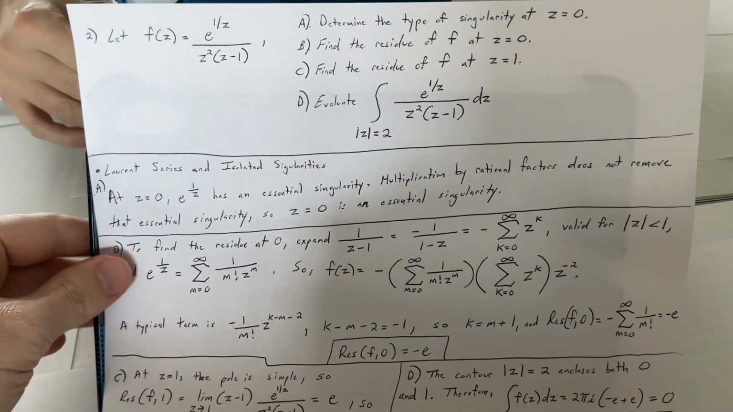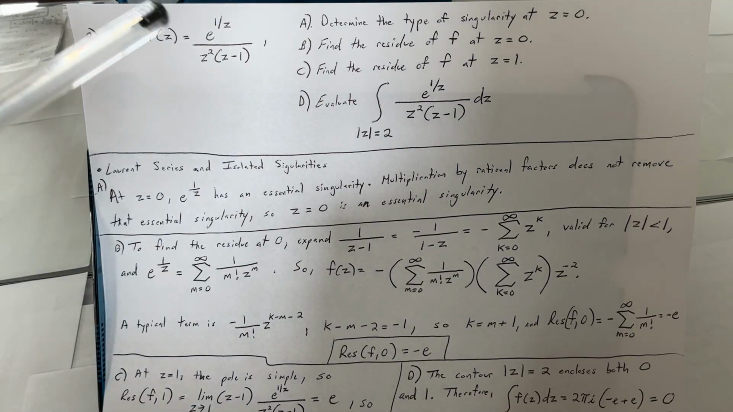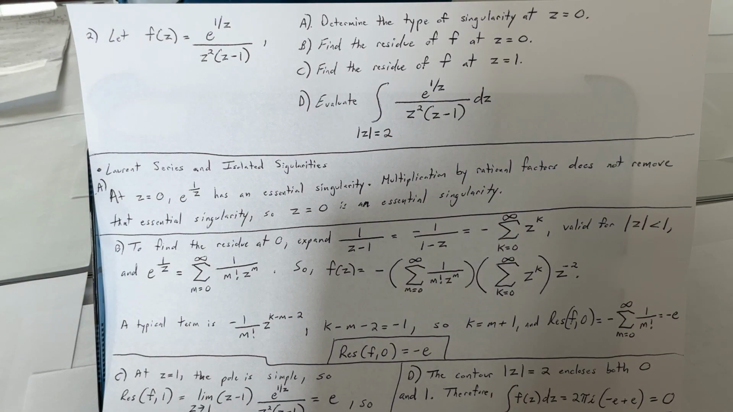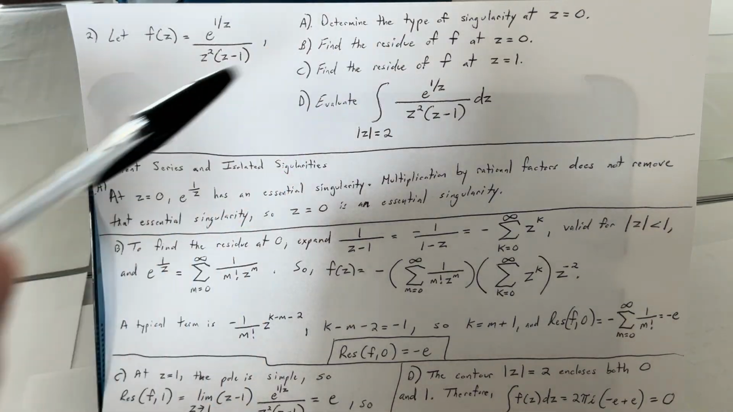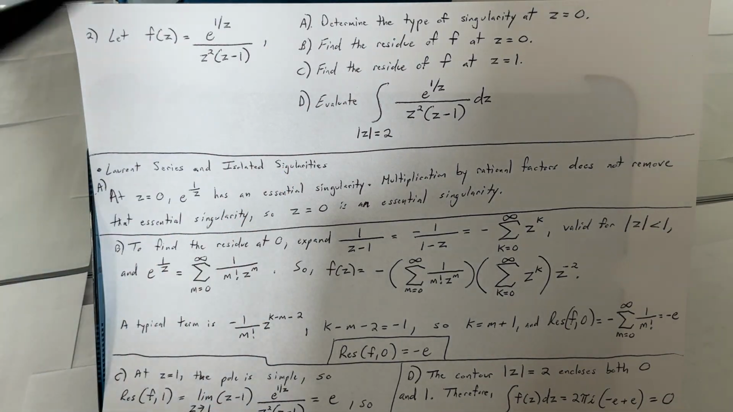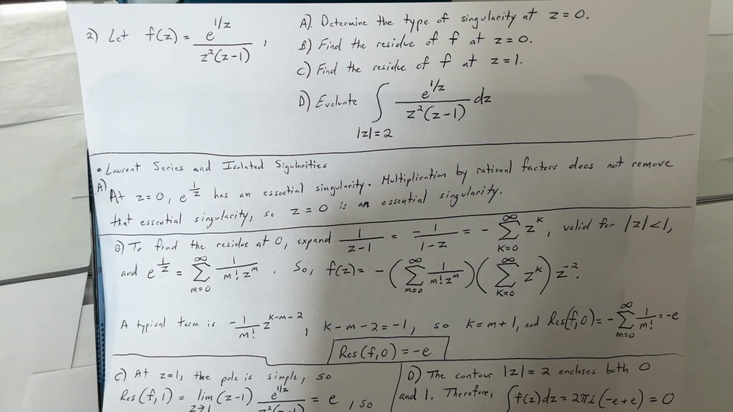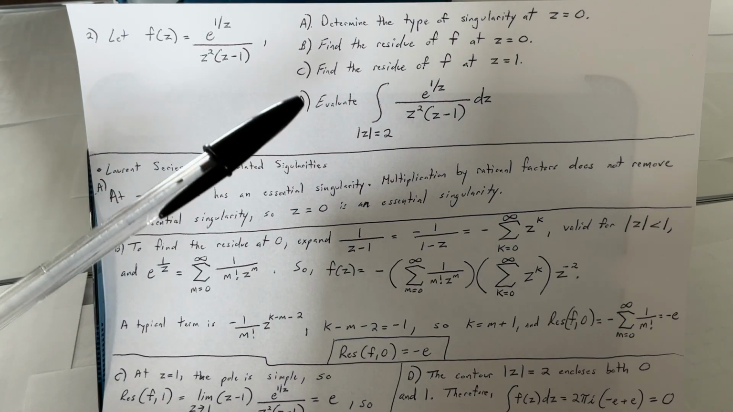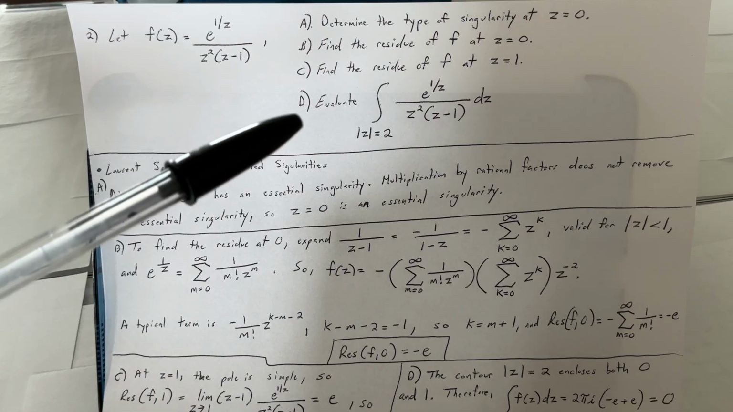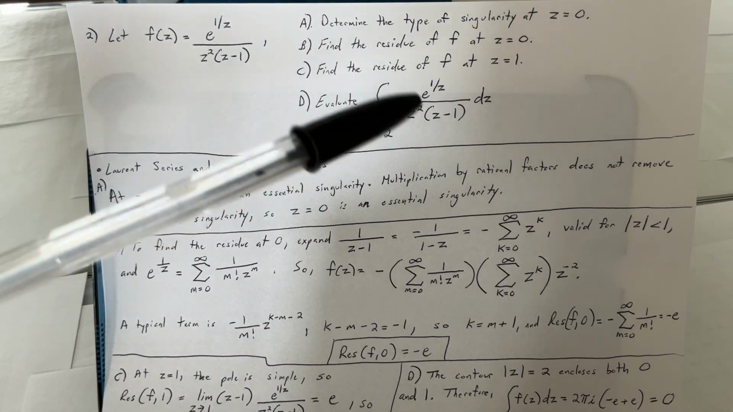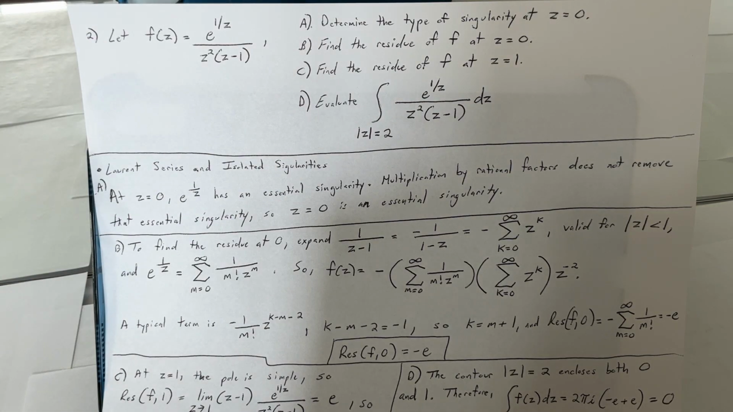Okay. So number 2, let f of z equal e to the 1 over z over z squared times the quantity z minus 1. Parts A, B, C, and D respectively. Determine the type of singularity at z equals 0. Part B, find the residue of f at z equals 0. Part C, find the residue of f at z equals 1. And part D, we're going to evaluate that integral.